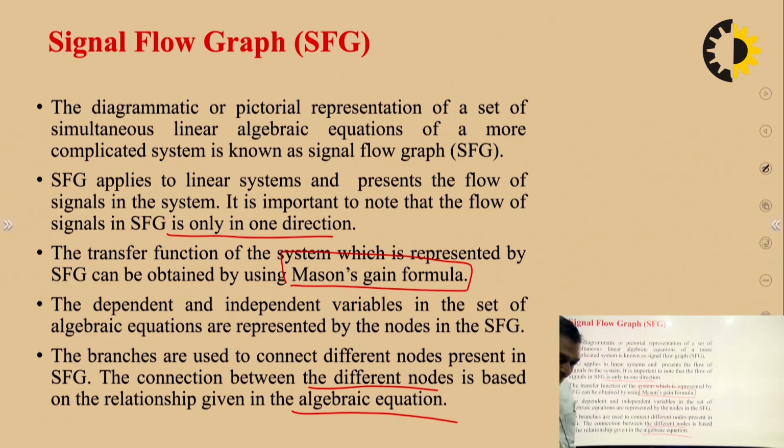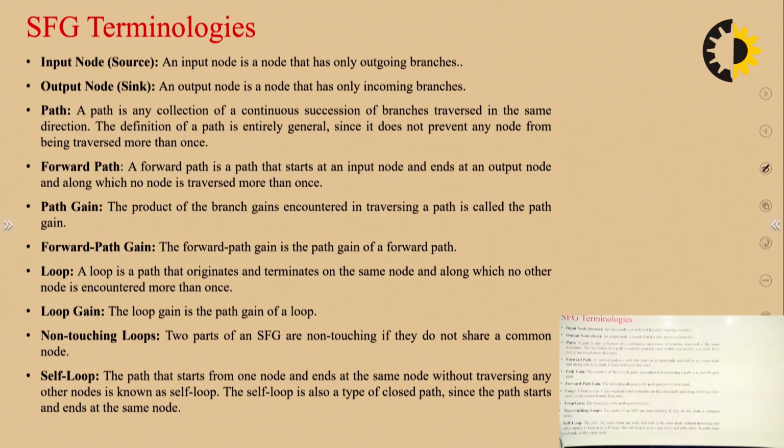Now we come to the SFG terminologies. There are various terminologies we need to understand to find the transmittance using Mason's gain formula. First, input node: an input node is a node that has only outgoing branches. Output node: an output node is a node that has only incoming branches. Path: a path is any collection of continuous succession of branches traversed in the same direction. Forward path: a forward path is a path that starts at an input node and ends at an output node.